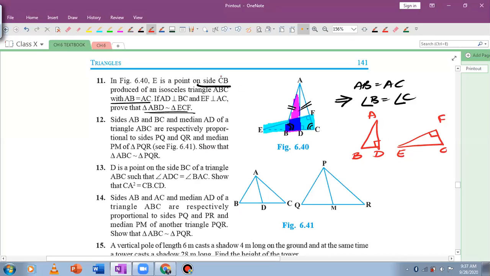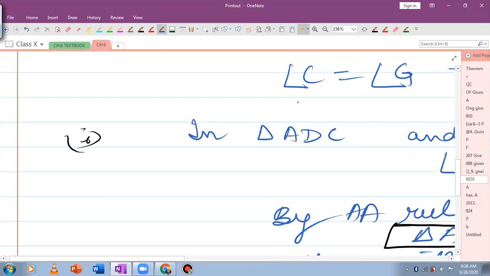Do you think the two triangles are similar? Yes, ma'am. Angle D and angle F will be equal. Angle D is equal to angle F, each 90. What else? B and C are opposite angles. Yes, B and C are equal. We have just proved that, and by angle rule, the two triangles will be similar. Let's write down.